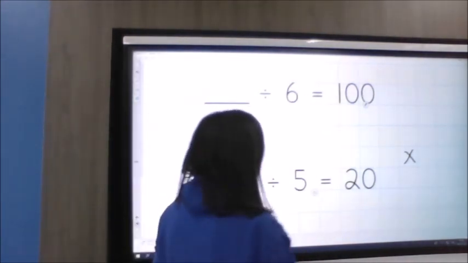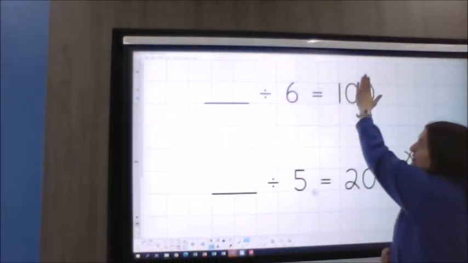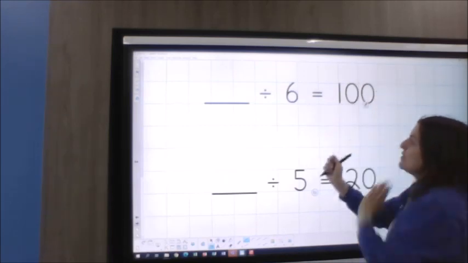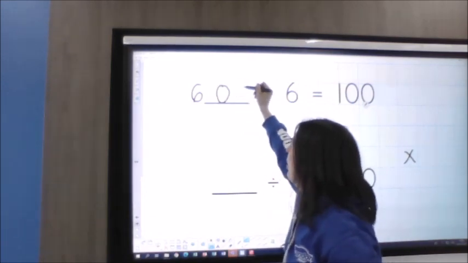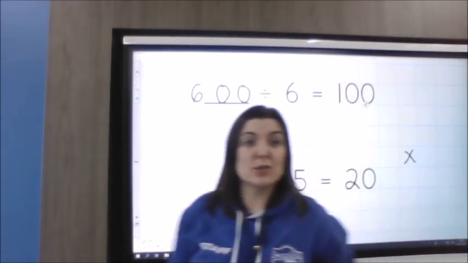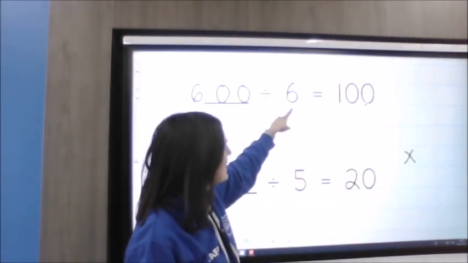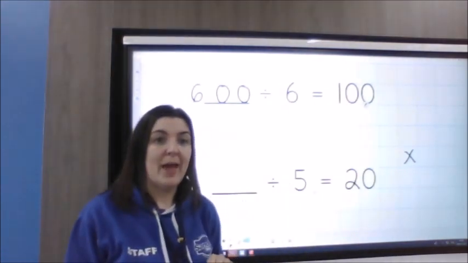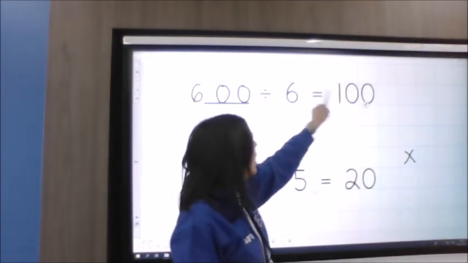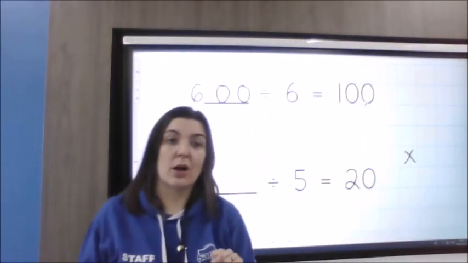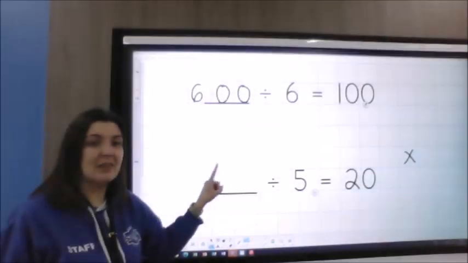Okay, so I know my strategies for doing that. I'm going to get rid of the zeros, do 6 times 1, which is 6, and then put my zeros back on. Okay, so 600 divided by 6 is 100. I can check that by covering the zeros. 6 divided by 6 is 1, and put 2 zeros back on.